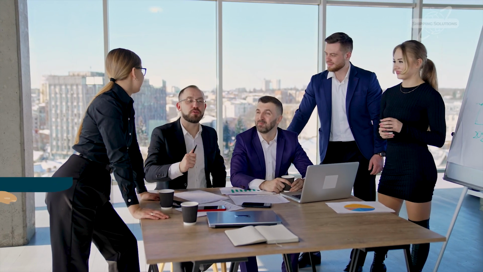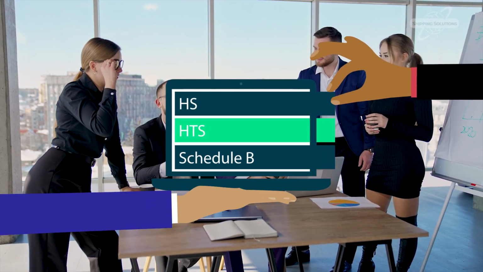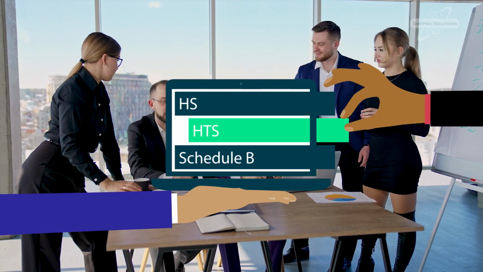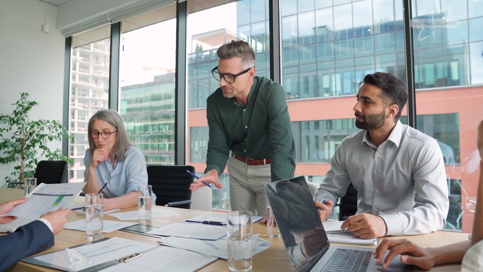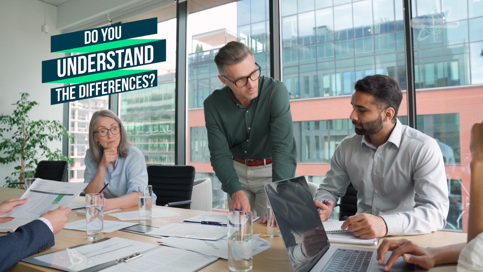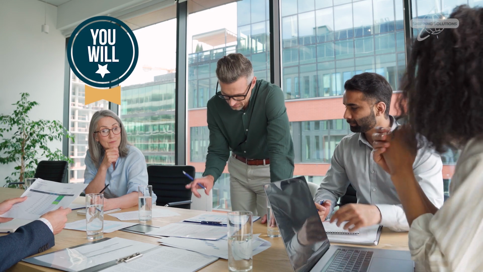In casual conversation, exporters tend to use the terms HS codes, HTS codes, and Schedule B codes interchangeably. You probably understand that these codes all relate to product classification, but do you really understand their differences? You will after watching this video.